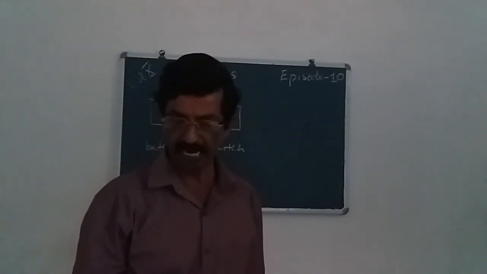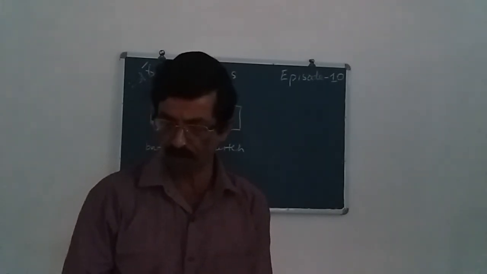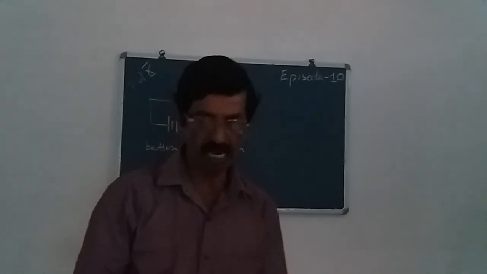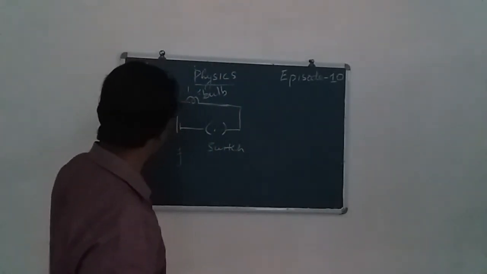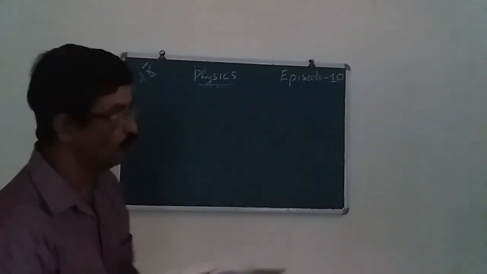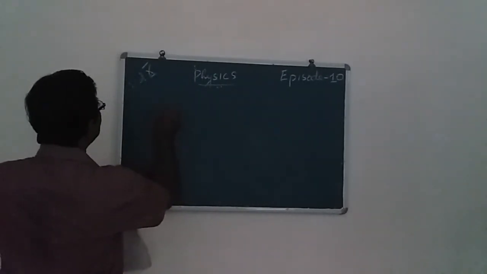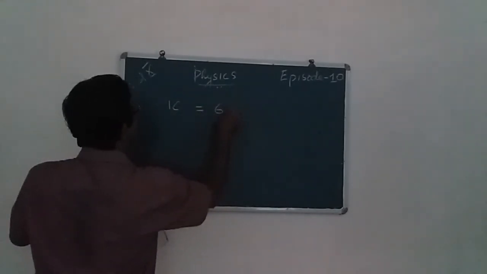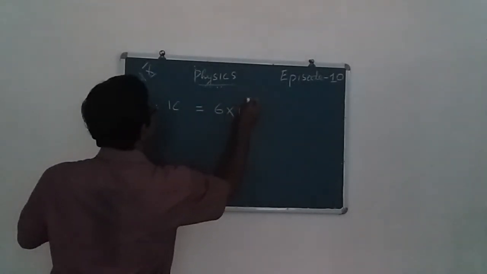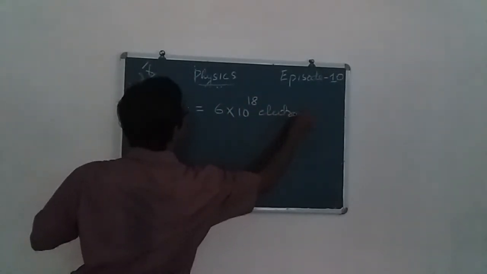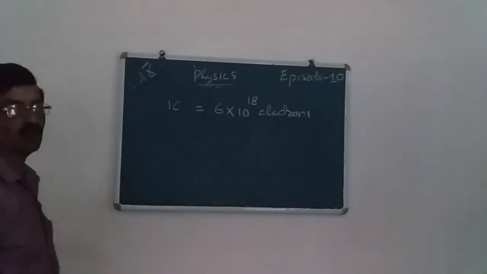Then calculate the number of electrons constituting 1 coulomb charge. We know 1 coulomb charge is equal to how many electrons? 6 into 10 to the power 18 electrons. This many electrons' charge is 1 coulomb.